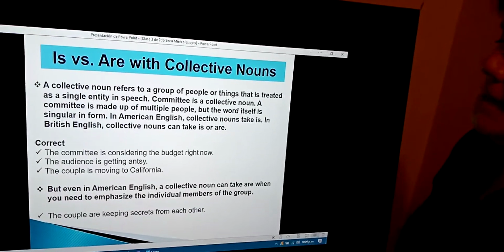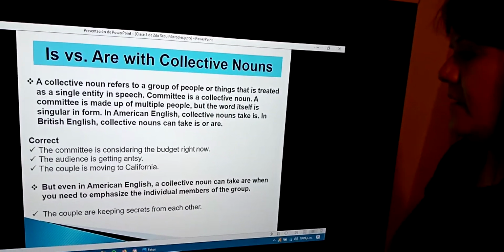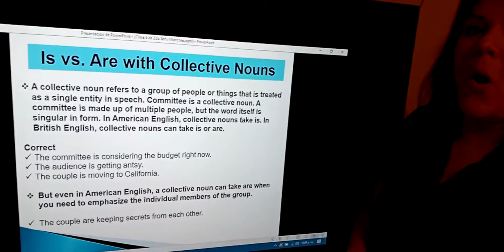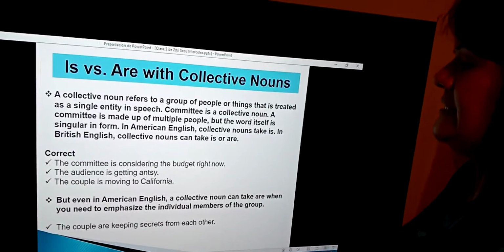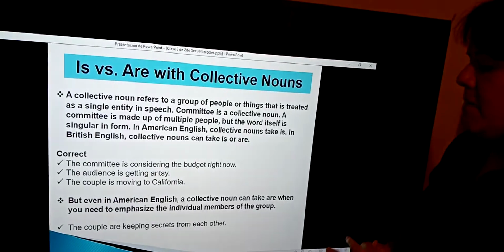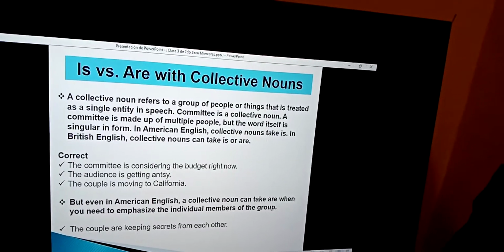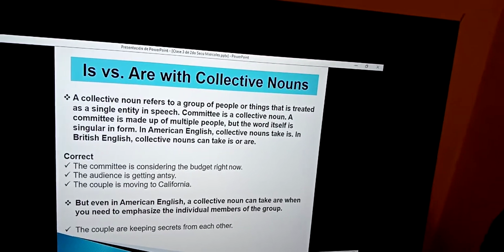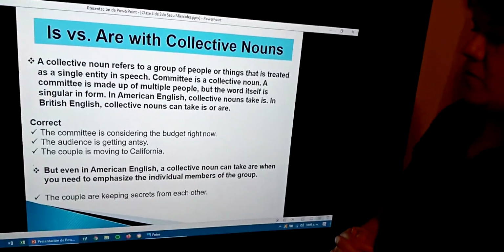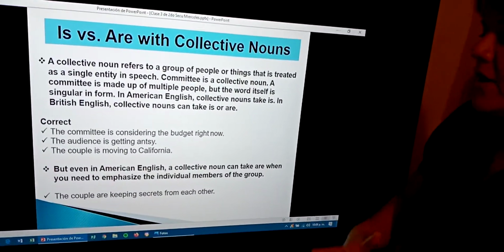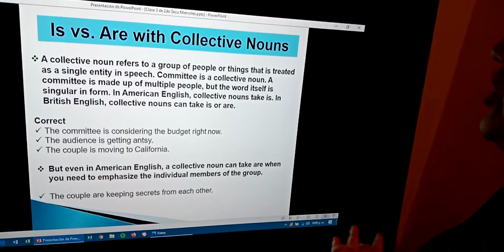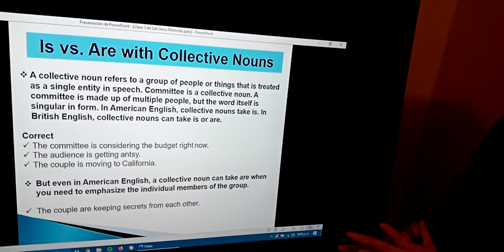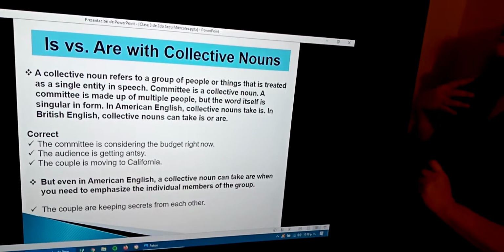But even in American English, a collective noun can take are when you need to emphasize the individual members of the group. Let's see right here. The couple are keeping secrets from each other. This is the collective noun with is and are.